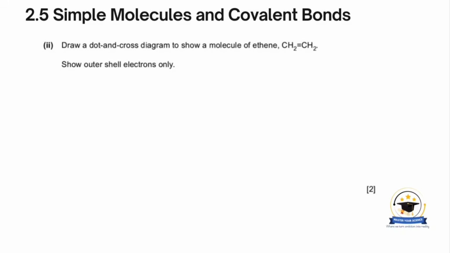This question says draw a dot and cross diagram to show a molecule of ethene. Show outer shell electrons only. So we've got hydrogen, which has 1 electron in its outermost shell, and then we've got carbon, which is a group 4 element, so it will have 4 electrons in its outermost shell. So let us draw the dot and cross diagram to illustrate how these will bond.